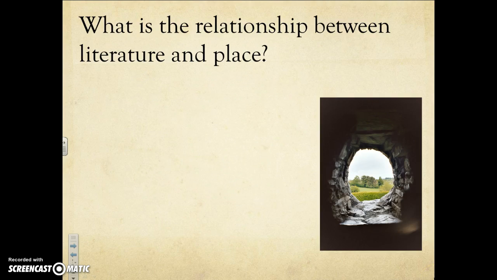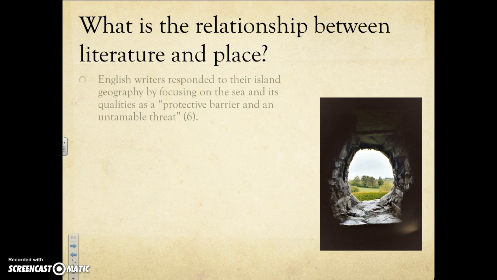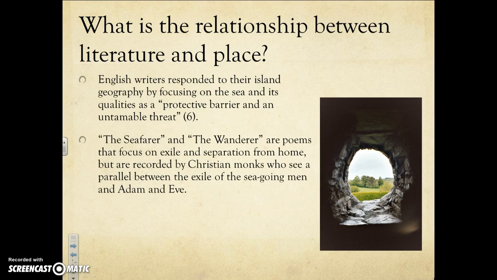Now, let's consider that essential question. What's the relationship between literature and place? So in the time of Beowulf, they considered the sea as a threat, and they thought of their island geography, living on an island, as being somewhat protected from an untamable threat. That's why you'll find in The Seafarer, The Wanderer, and other poems like Beowulf, they focus on exile and separation, because those were the themes that the people of the day dealt with.